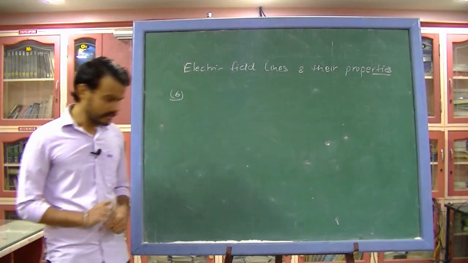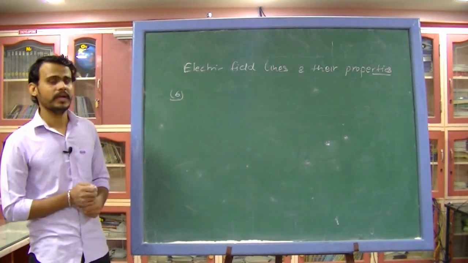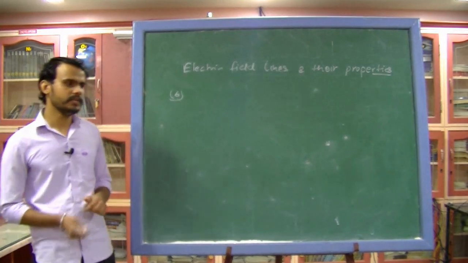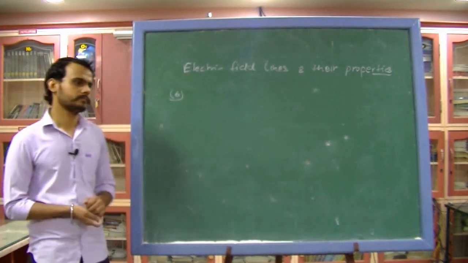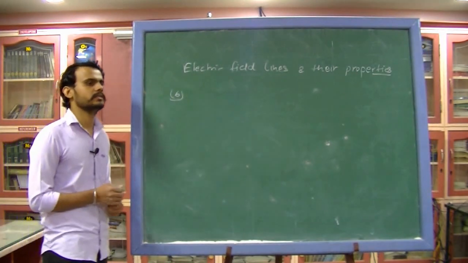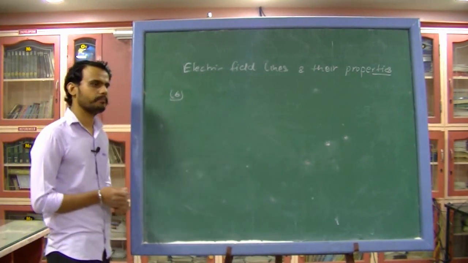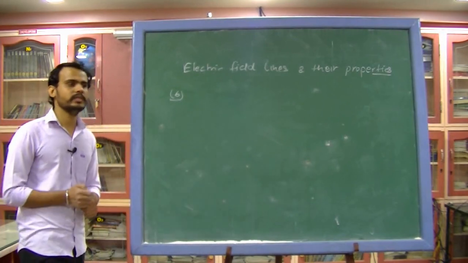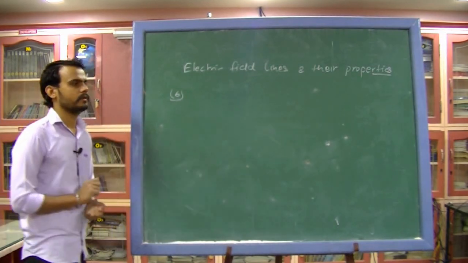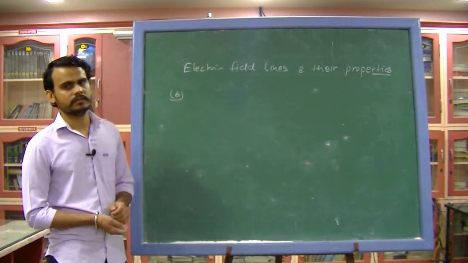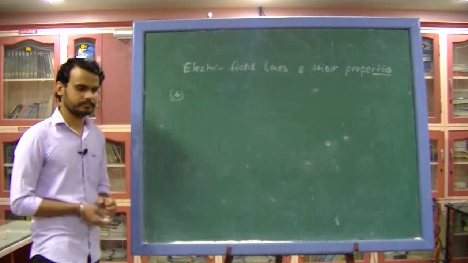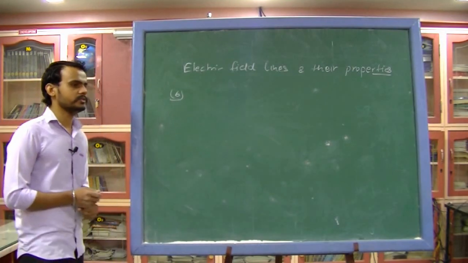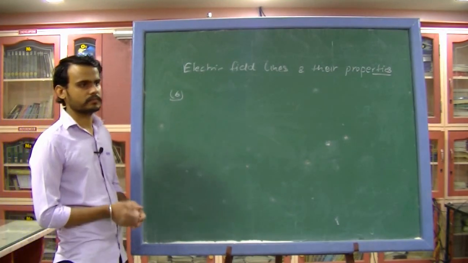Next property of electric field lines is: number of electric field lines originating or terminating are directly proportional to the magnitude of the charge. Number of electric field lines originating or terminating are directly proportional to magnitude of the charge. Now what do you mean by this thing?